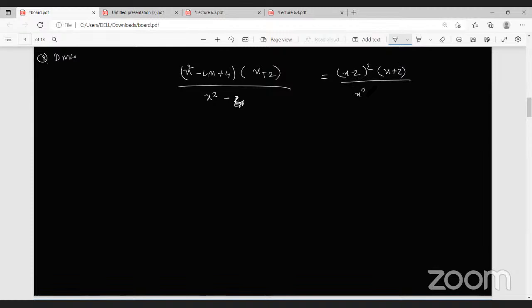So I can write it as x square minus 2 square, right? Then x minus 2 times x plus 2. Here x minus 2 and x plus 2, x plus 2 and x plus 2 will get cancelled. Then we get x minus 2 only. So this is the simple factorization method, but in many cases it will not be possible.